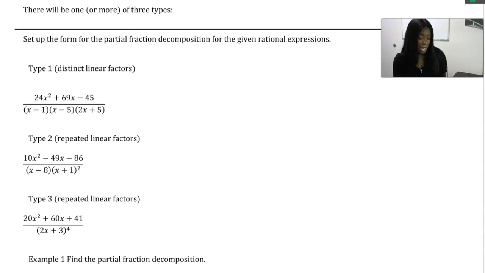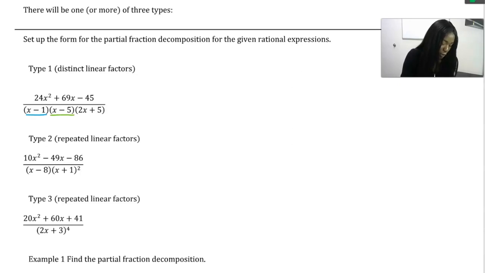So when I look at type 1, distinct linear factors, the word distinct means different. So when I look at the denominator here, I have 1, 2, 3 different linear factors, and they're all different, right? Nothing is repeated. Nothing shows up with an exponent of 2, right? Like if I had a 2 right there, that would mean I had 2x plus 5, 2x plus 5 written twice. I don't have that.